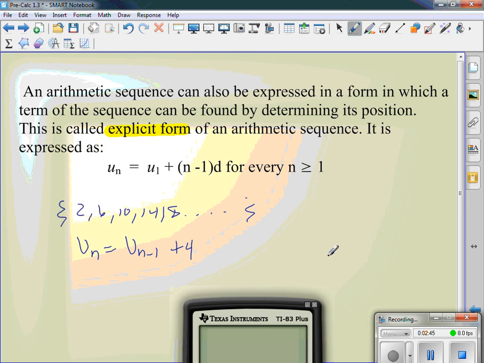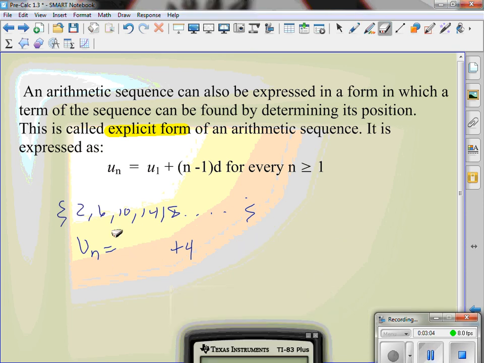Two other points I'm missing here. First thing I have to write, n is greater than or equal to 2. The second thing I have to write is u sub 1 equals 2. These are the three things you should have. That's recursively. That's the old way.